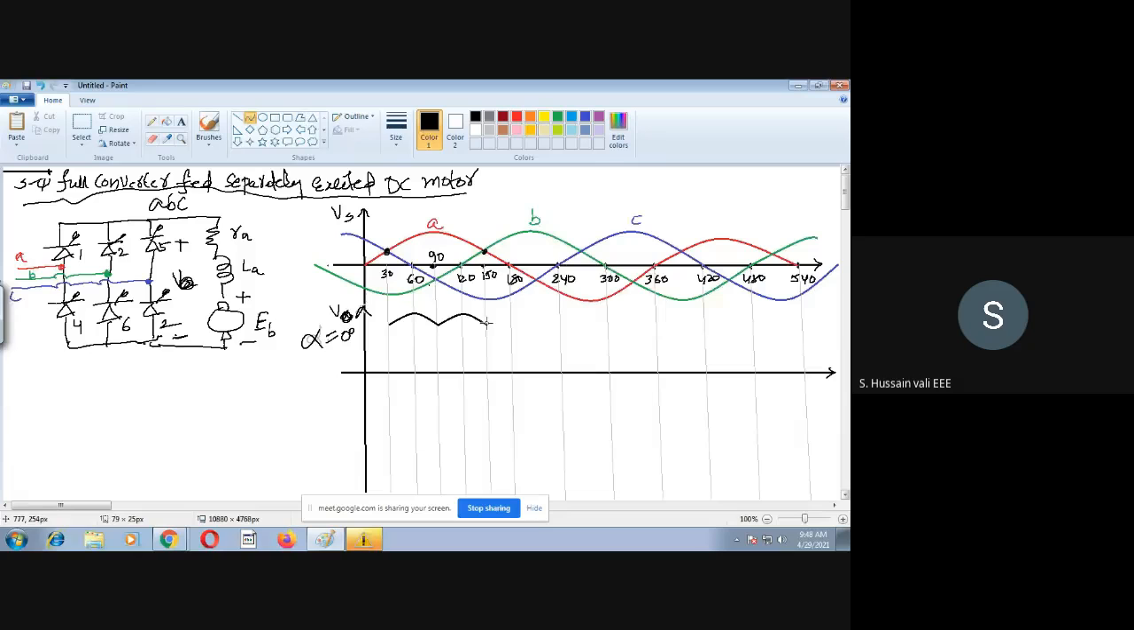Likewise, you can proceed like this, like how I have drawn. The only difference here is that in the previous class you had the freewheeling diode, and in this case you don't have the freewheeling diode. That is the only difference. There is no other difference, and the remaining things are all the same. The remaining portion also we can draw like this.